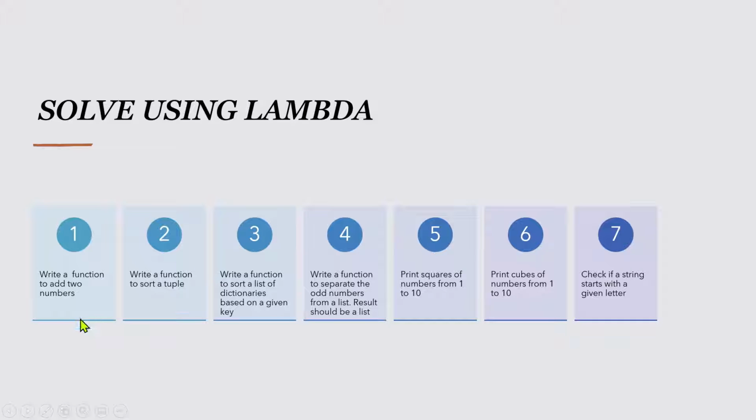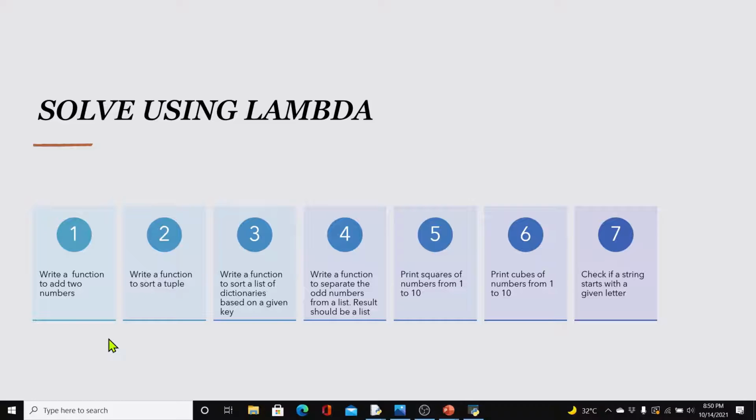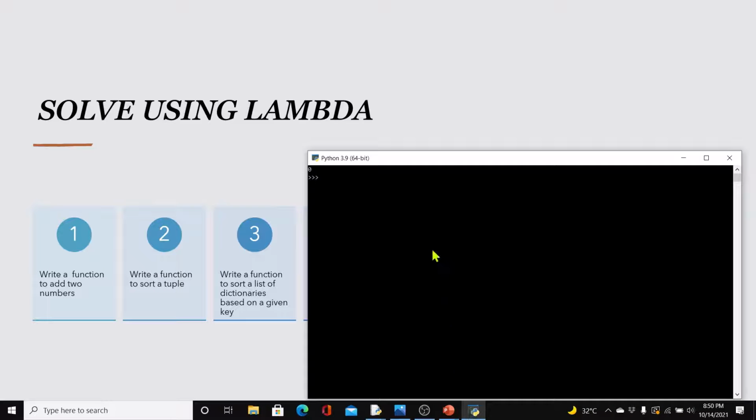The first one, write a function to add two numbers. And I'm going to go straight to the shell. And all we need to do is specify a variable here equal to the keyword lambda followed by the parameters going to the function or the expression. We need to add two numbers, so there will be two parameters. That will be followed by a colon, and then we need to specify what we want done with these two parameters, a plus b, and that's it.